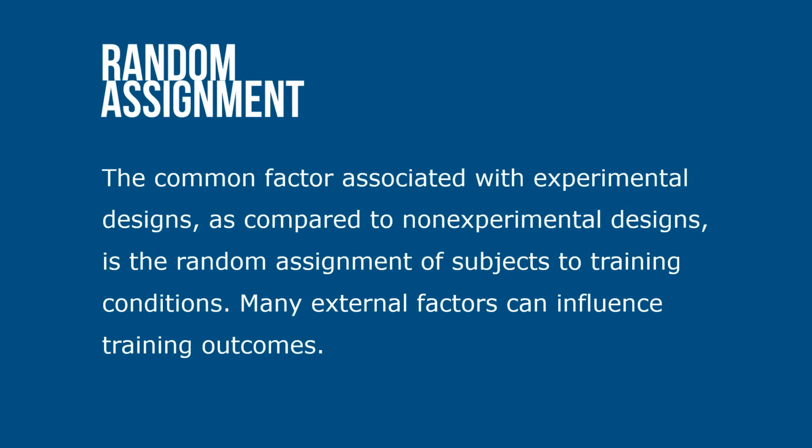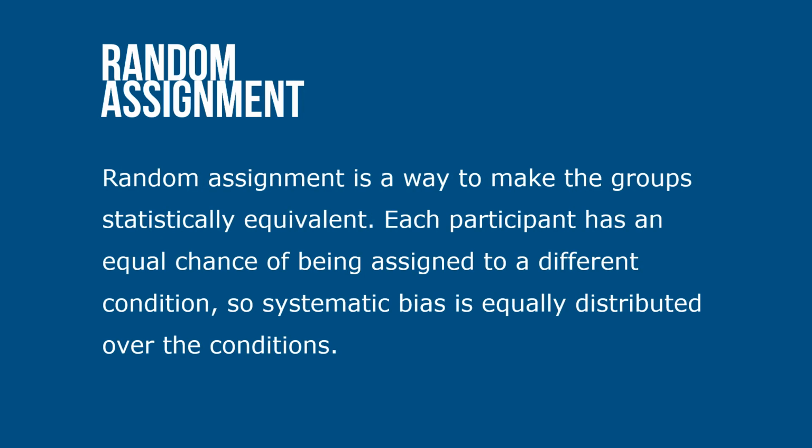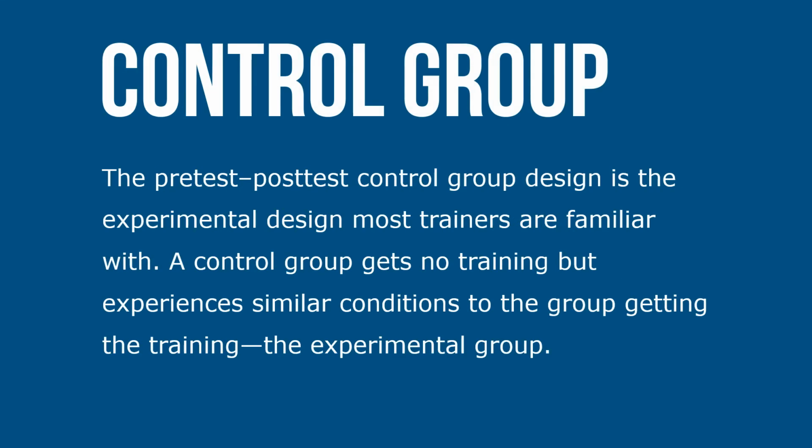The common factor associated with experimental designs as compared to non-experimental designs is the random assignment of subjects to training conditions. Many external factors can influence training outcomes. Random assignment is one way to make the group statistically equivalent. Each participant has an equal chance of being assigned to a different condition, so systematic bias is equally distributed over the conditions. The pretest post-test control group design is the experimental design most trainers are familiar with.